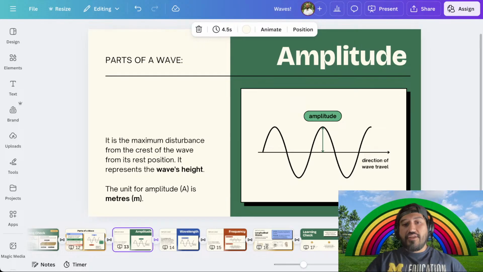The first thing we talked about was amplitude, which is the maximum distance between the crest or the trough and the resting position of the wave. The unit for amplitude is A. We haven't gone too much into the units, but I wanted students to know that the height of the crest or the trough to the resting position is considered the amplitude of a wave.